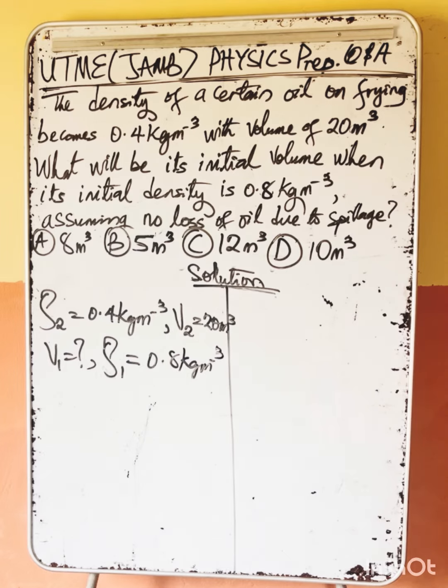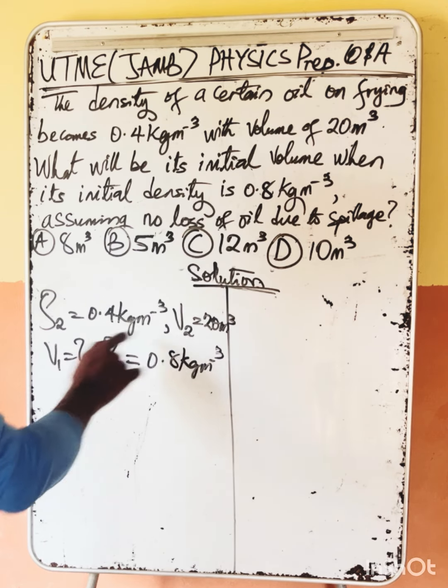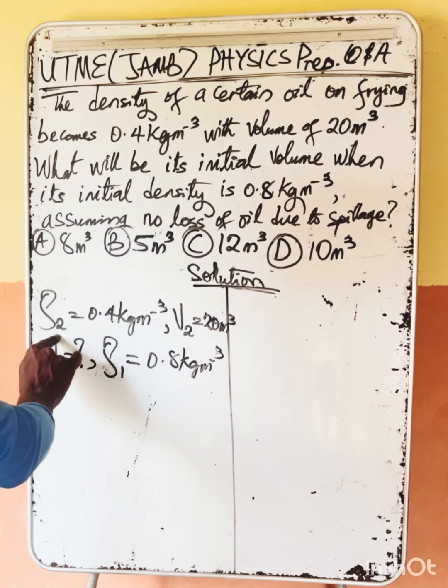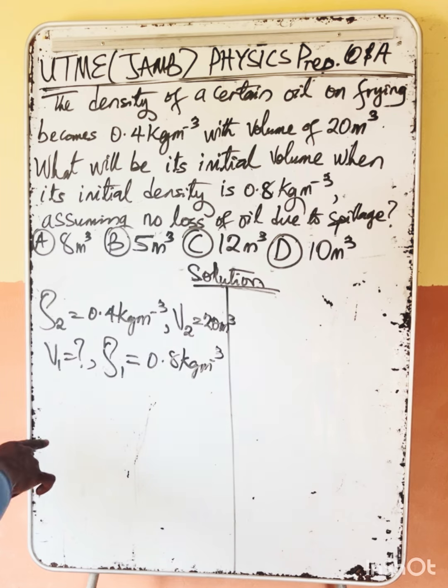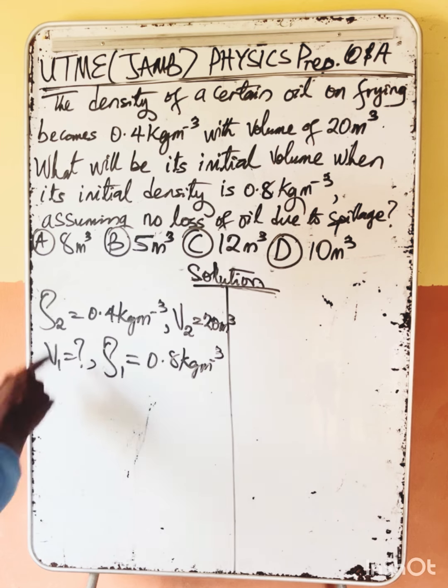It's simple. The background knowledge we need here is that the mass of the oil before and during frying remains the same, because mass is a quantity of matter contained in a substance and it never changes no matter what. But the volume will always change, as we would see here. Okay, let's go. So from here, we'll get the M2 from rho 2 and V2. From there, which is equal to M1, then we'll get our V1. It's that simple. So let's go.